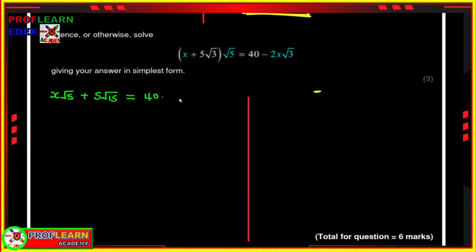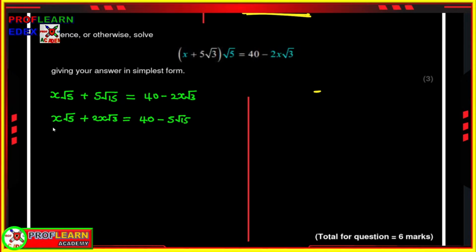40 minus 2x root 3. Now at this point, I'm going to take those terms with x on one side, so I shall have x root 5 plus 2x root 3 is going to be equivalent to 40 minus 5 root 15.